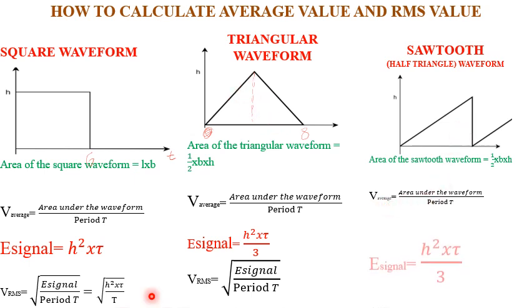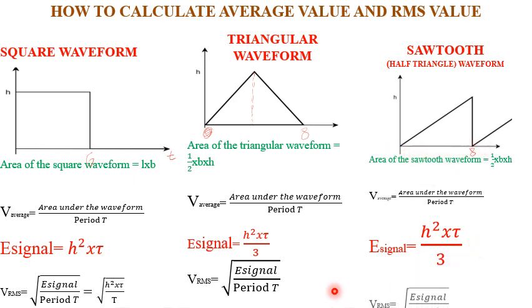Then to calculate the energy of that signal, we use the same formula, the height squared times tau, which is the duration of the waveform. You see that the waveform starts here and repeats itself. So let's say this is 8, the period of this waveform, then divided by 3. To calculate the VRMS, it is the energy of the signal over the period. So this is how we calculate the RMS value and average value of the various waveforms.